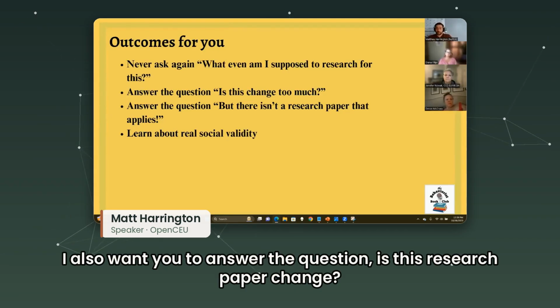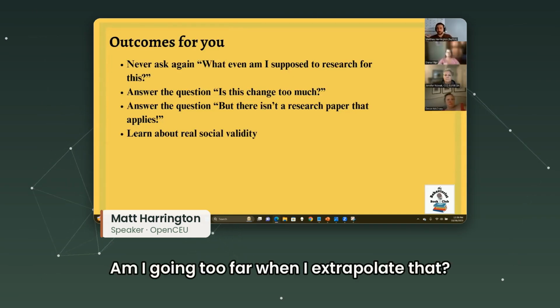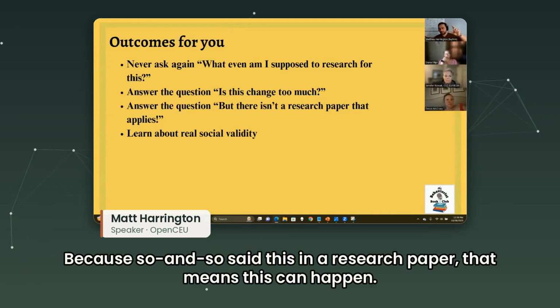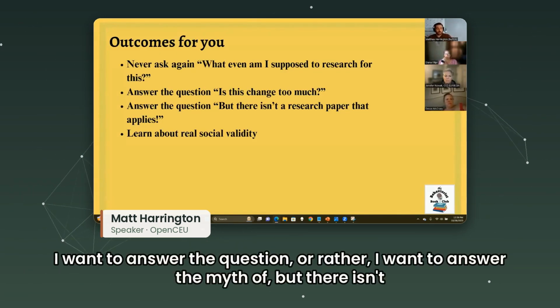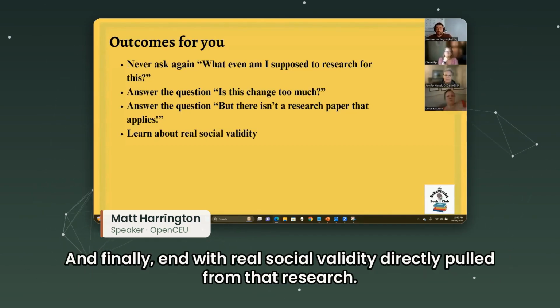I also want you to answer the question, is this modification that I'm doing too much? Am I going too far when I extrapolate that because so-and-so said this in a research paper, that means this can happen? I want to answer the myth of, but there isn't a research paper that really applies to my situation. And finally, end with real social validity directly pulled from that research.